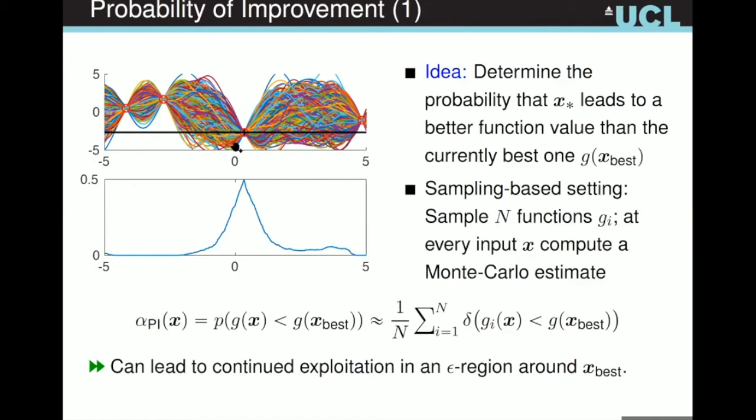So if you have 1,000 samples and maybe 200 of these functions are below the threshold, then you would have a probability of getting a better function value of 20%. And that is exactly what probability of improvement computes. So in a sampling perspective, you could write this down like this. The probability of improvement acquisition function, evaluated at x, is the probability that g of x is smaller than the best value that we have seen so far.